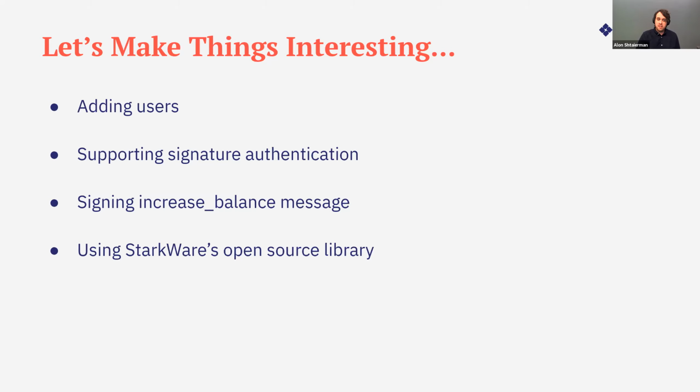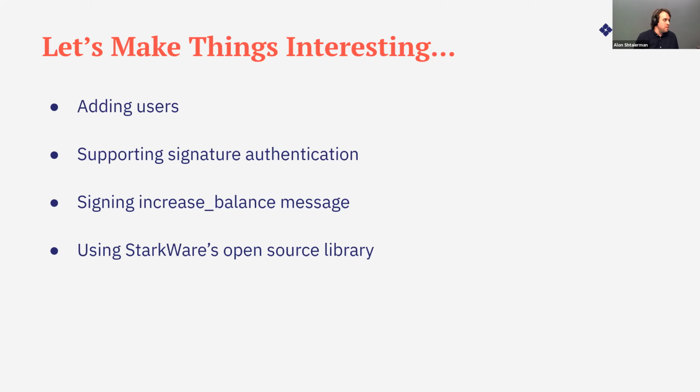We'll also add support for signature authentication. This is because, assuming we're going to have different balances for different users, and different users will be able to increase their balance accordingly, we want to make sure that a balance is only increased if the user signed a valid transaction to do so. Once we have all that implemented, we'll actually sign an increase balance message, send it to the system, and see that it works. Note that to sign the message, I've used part of the open source Cairo-Lang library, which you can also download and play around with even today.